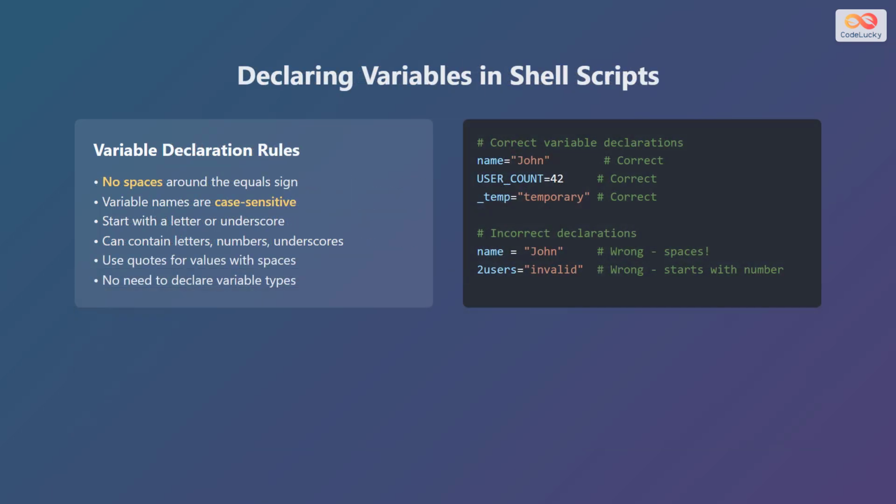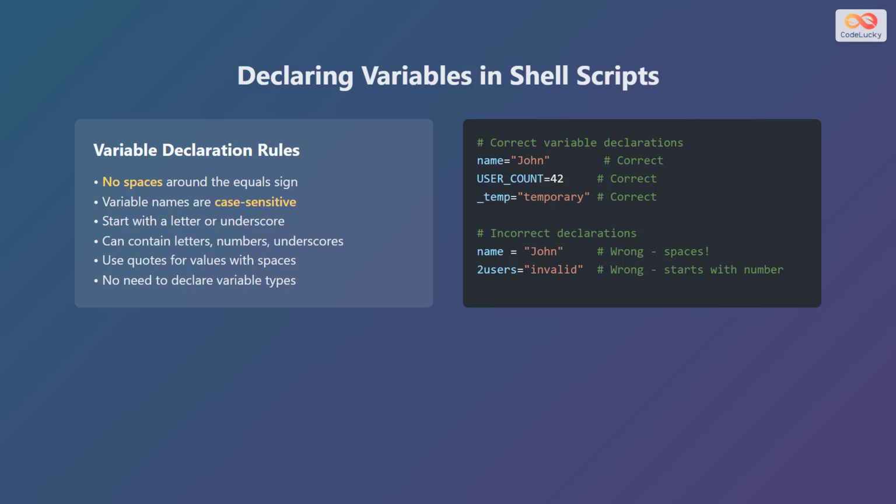When declaring variables in shell scripts, it is important to follow certain rules. First, ensure there are no spaces around the equals sign. Second, remember that variable names are case-sensitive, so name is different from NAME. Third, variable names must start with a letter or an underscore. Fourth, variable names can contain letters, numbers, and underscores. Fifth, use quotes for values that contain spaces. Sixth, you don't need to declare variable types explicitly.